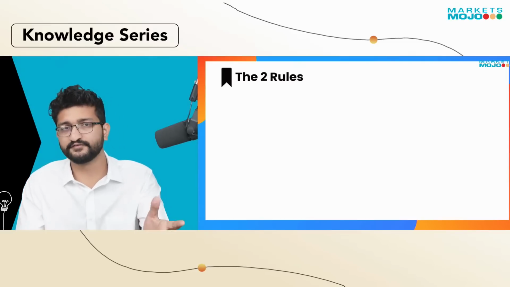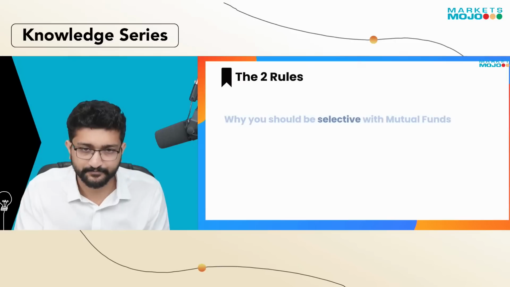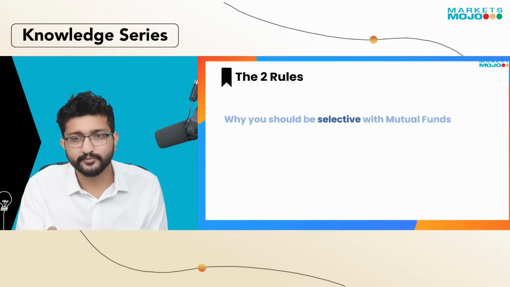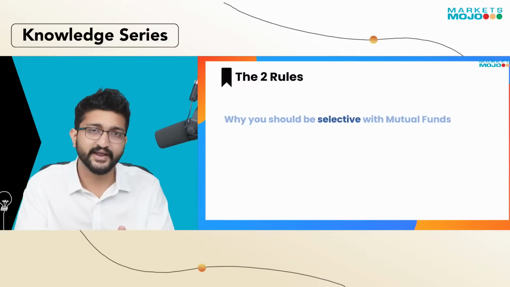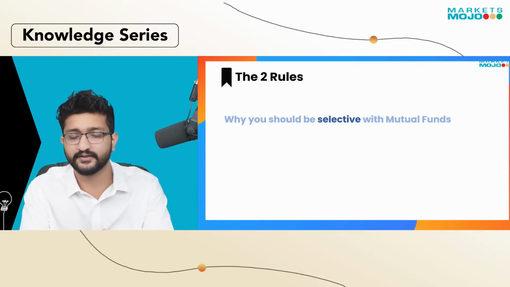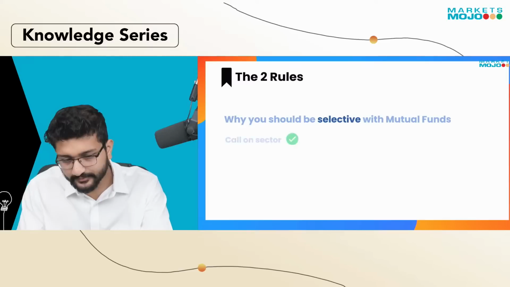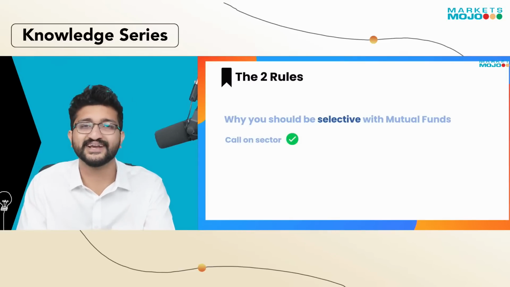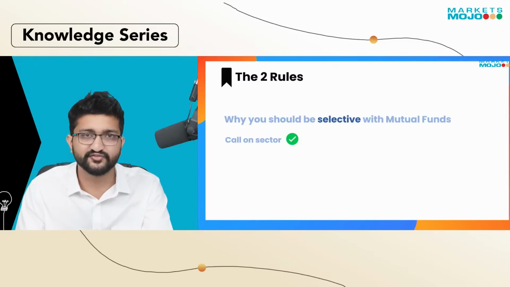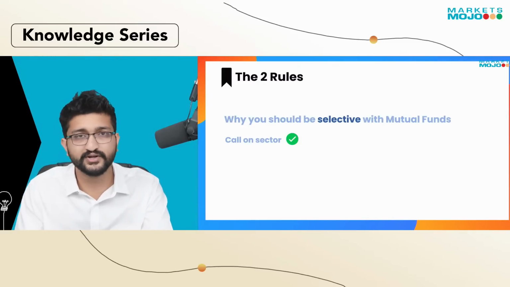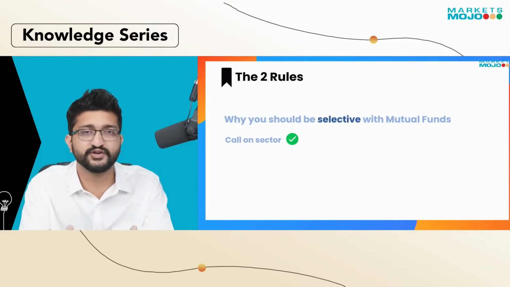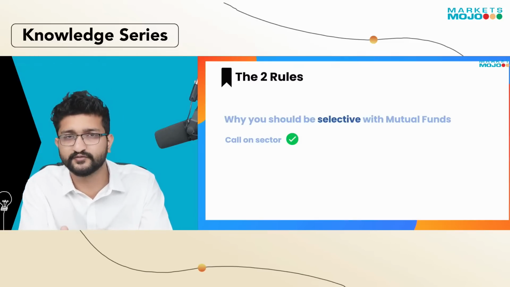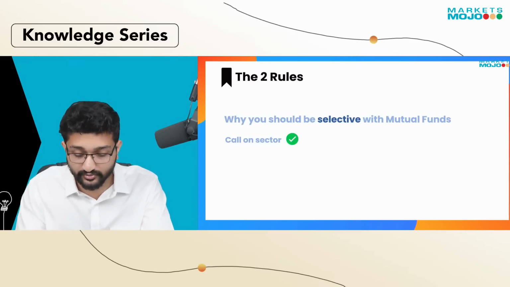Starting off with the first part, the two rules I want to talk about today: why you should be selective when it comes to mutual funds, and why you should not simply run and buy any mutual fund in any category. The reason is very simple. What I've seen is that your call on a sector can be right. You might be right that IT will perform over the next few months. Your call on the market cap could be right. You actually know that mid caps would perform, or large caps, or small caps. Even that could go right.